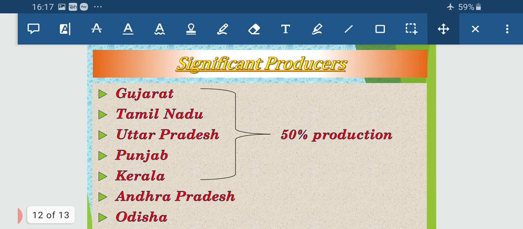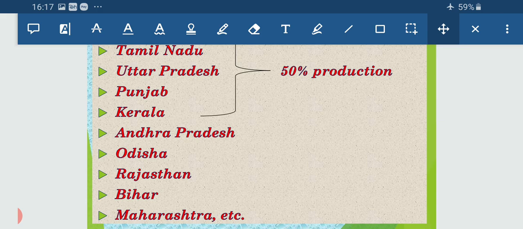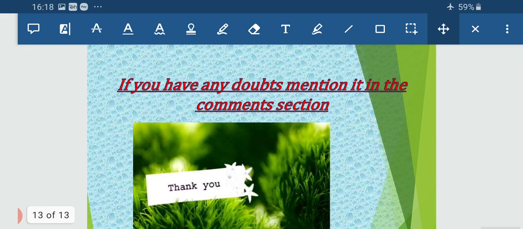Now, who are the significant producers of the fertilizer industry? Gujarat, Tamil Nadu, Uttar Pradesh, Punjab and Kerala. These five states together constitute 50% of the production of fertilizer, and the rest of the states of our country produce the other 50%. Some of them are Andhra Pradesh, Odisha, Rajasthan, Bihar, Madhya Pradesh, Maharashtra and so on. So this is related to the distribution of the fertilizer industry.